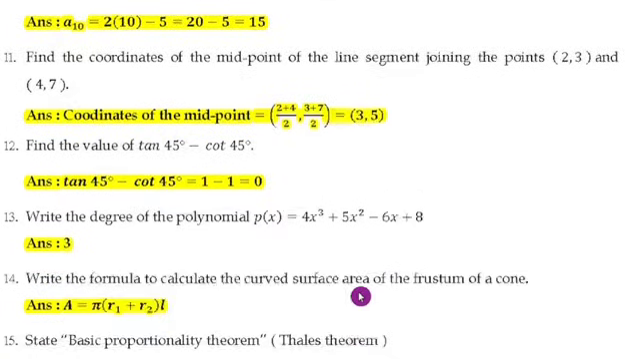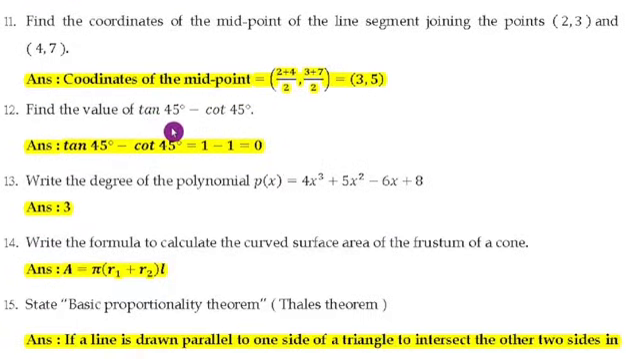12th question, find the value of tan 45 degree minus cot 45 degree. Tan 45 degree is 1, cot 45 degree is also 1. So 1 minus 1 is 0. 13th question, write the degree of the polynomial p of x is equal to 4x cube plus 5x square minus 6x plus 8. They are asking for the degree of the polynomial.